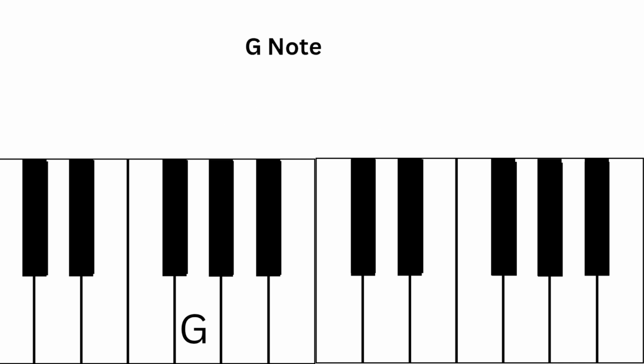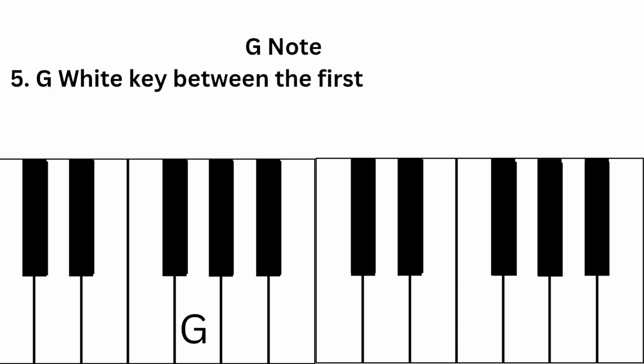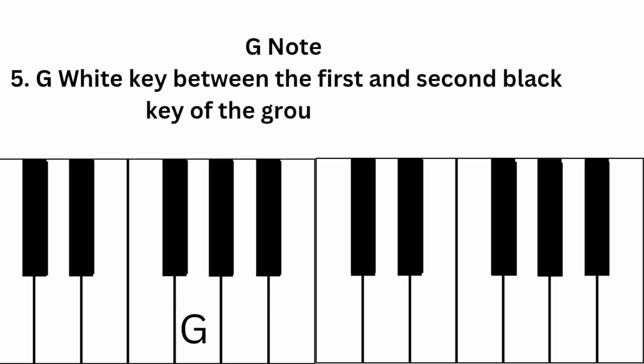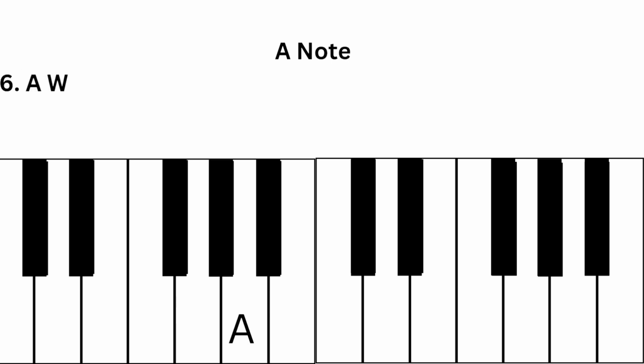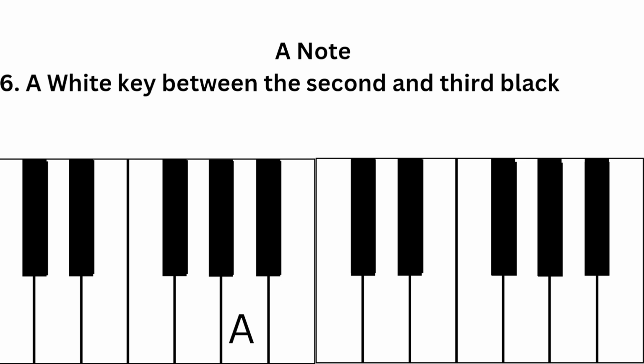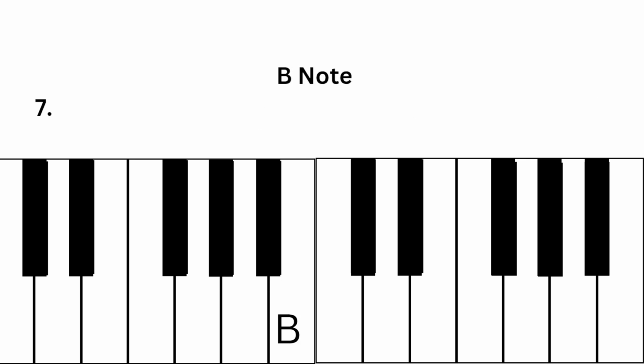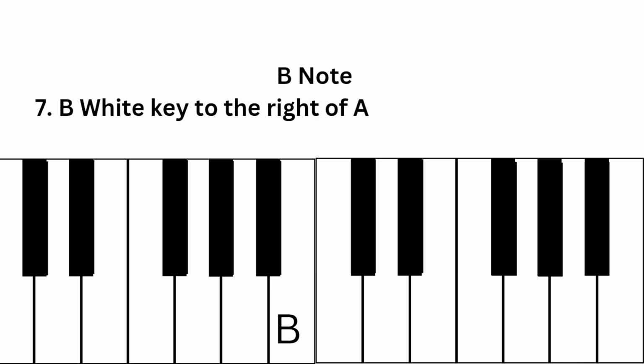G is a white key between the first and the second black key of the group of three black keys. A is a white key between the second and the third black key of the group of three black keys. B is a white key to the right of A, just before the C.